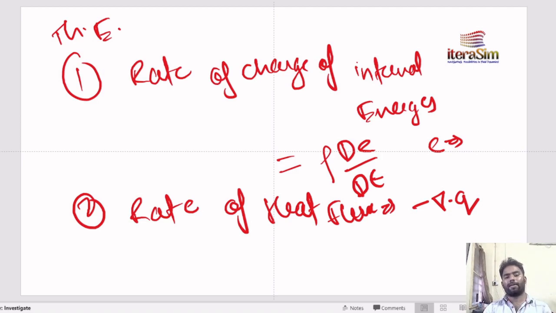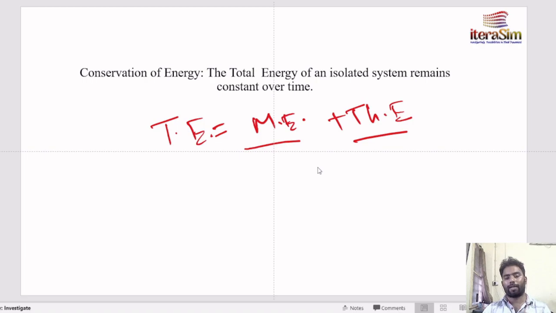Remember that there can be other forms of energy sources also, but if we are talking about heat transfer involving fluid flow or fluid mechanics, then majorly we can think of the thermal energy contribution and mechanical energy contribution. Now let's combine all these terms. The total energy equals the mechanical plus thermal energy, and we know that the conservation of energy states that the total energy of an isolated system remains constant.